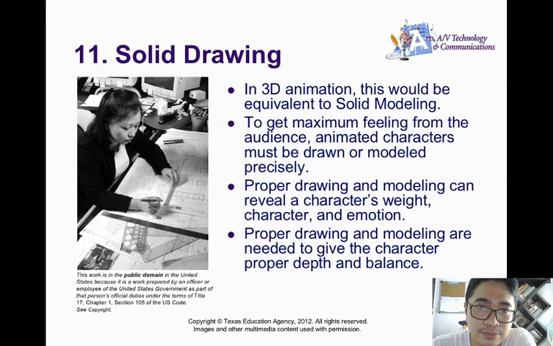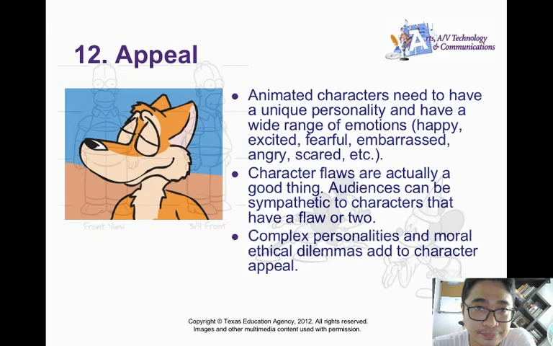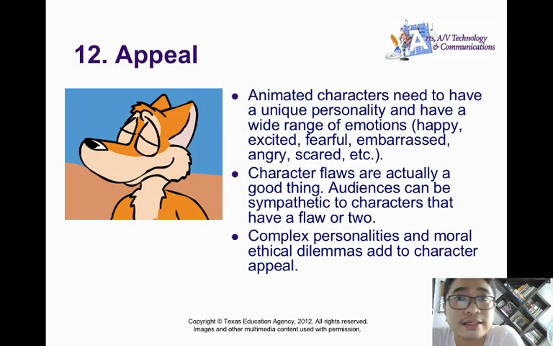Ayan. So this one is an example of solid drawing. So makita natin dito yung different perspective. And the last one is appeal. So animated characters need to have a unique personality and have a wide range of emotions like happiness, excited, fearful, embarrassed, angry, scared, etc. Character flaws are actually a good thing. Audience can be sympathetic to characters that have a flaw or two. So complex personalities and moral ethical dilemmas add to a character appeal.